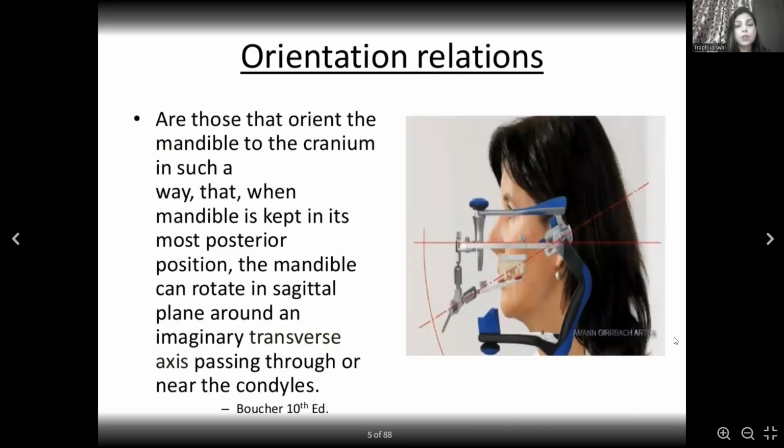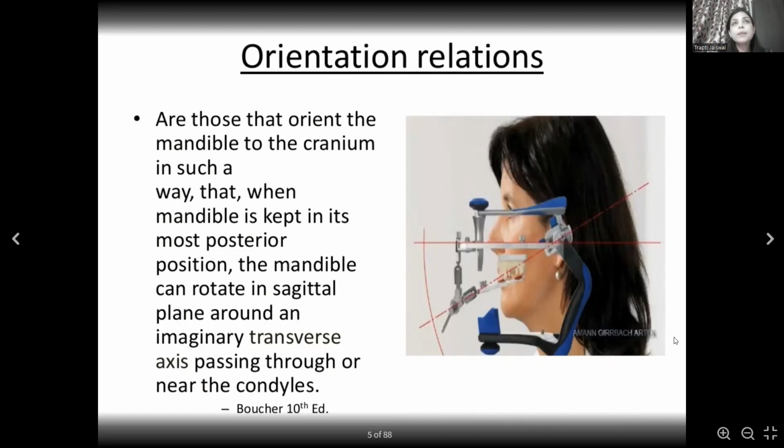What is orientation jaw relation? The definition according to Boucher is those that orient the mandible to the cranium in such a way that when the mandible is kept in its posterior most position, it can rotate in the sagittal plane around an imaginary transverse axis passing through or near the center of the condyles.